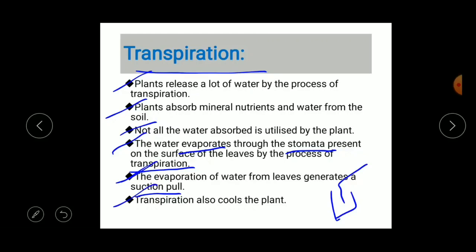Next, transpiration also cools the plant. So transpiration also cools the plant. What is the meaning of transpiration, children? The release of water from the plant leaves is called transpiration. Understood? What is transpiration?